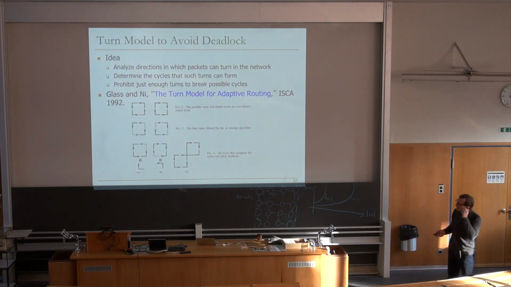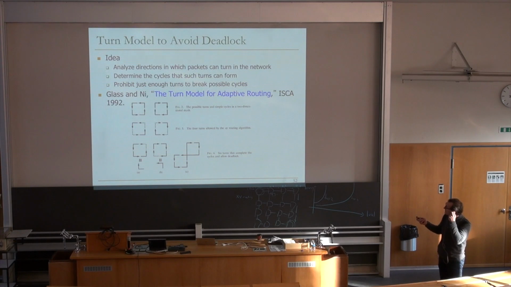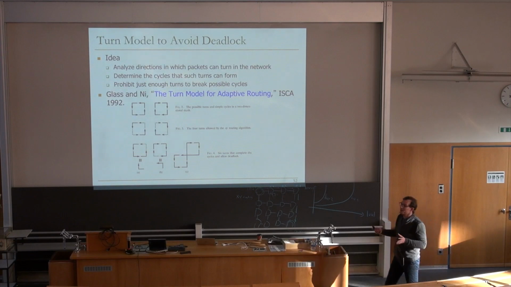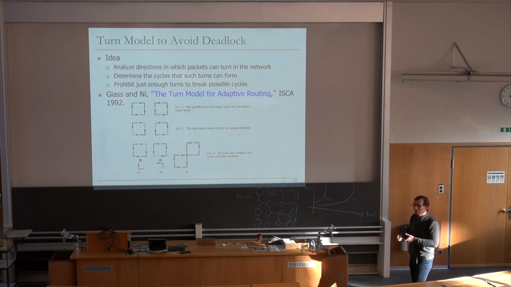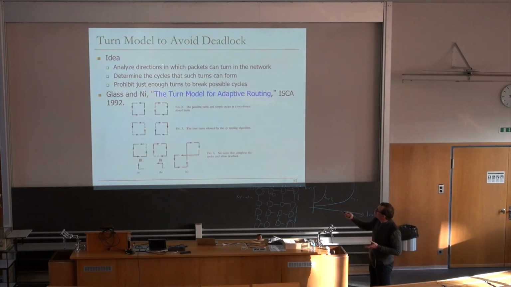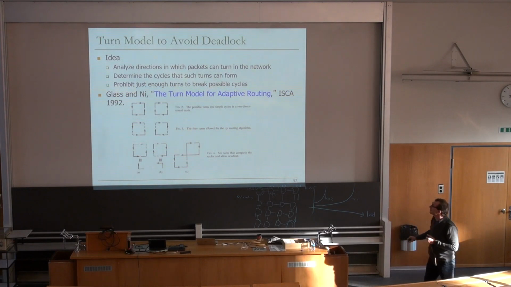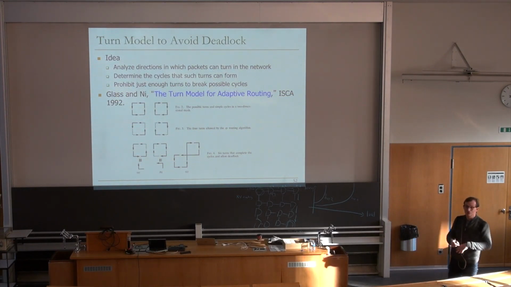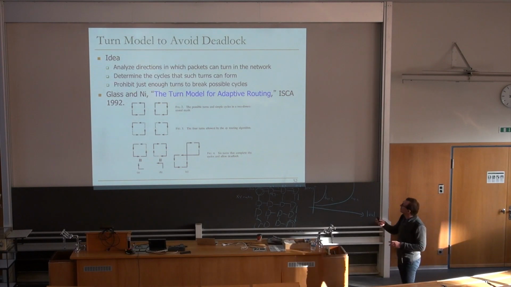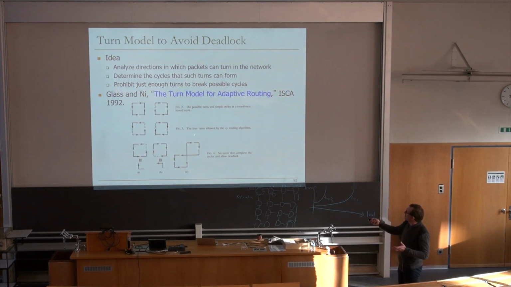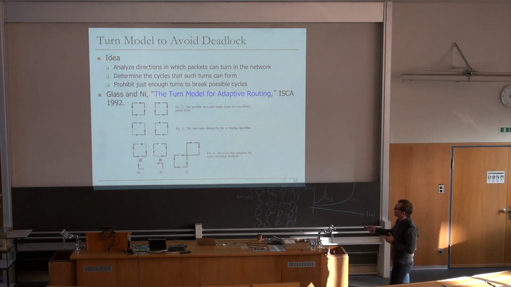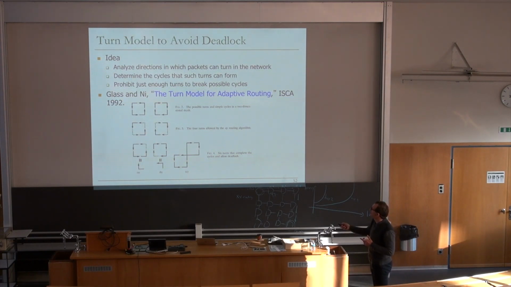So this is actually a beautiful paper that talks about the deadlock issues. It was in ISCA 1992. The idea that's proposed in the paper is how to design a routing algorithm in a principled way to avoid deadlock in a network. And the idea is very simple. You analyze directions in which packets can turn in the network. You determine the cycles that such turns can form and prohibit just enough turns to break the possible cycles. And you can see this, basically the 4 turns allowed by the XY routing algorithm here. These are the turns that are allowed. As a result, you cannot form a deadlock.